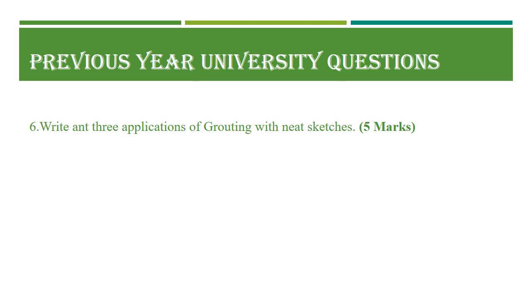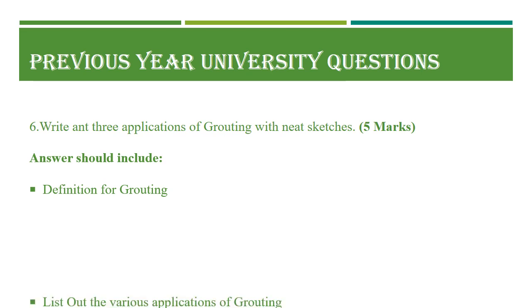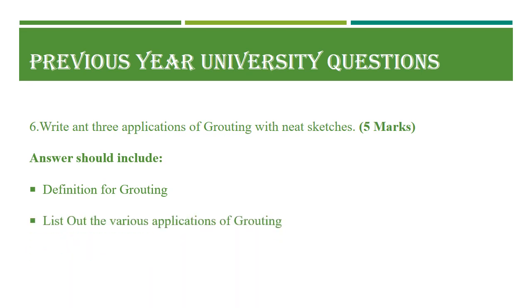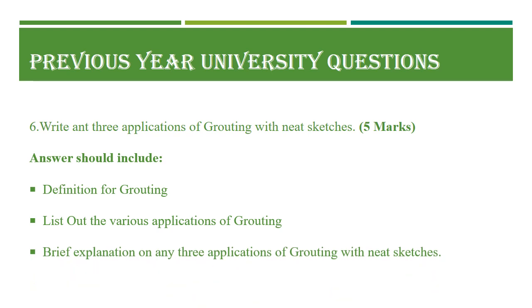Next question is write any 3 applications of grouting with neat sketches. The question is asked for 5 marks. Note that by mistake here any is typed as ant, it is only by mistake, so read it as any, A-N-Y, not A-N-T. Your answer should include definition for grouting, list out the various applications of grouting, and the brief explanation on any 3 applications of grouting with neat sketches.